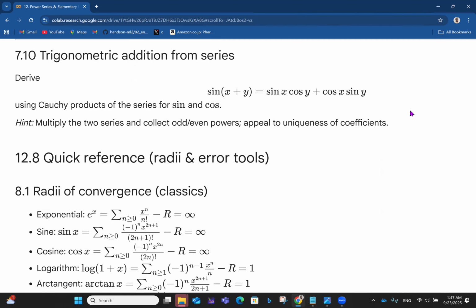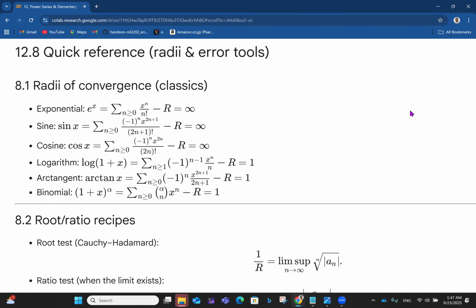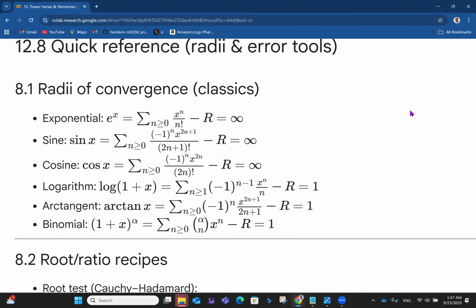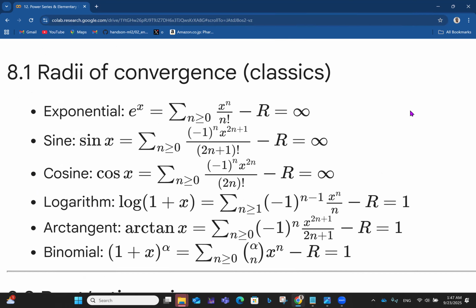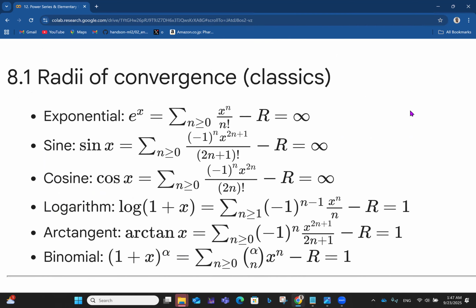Then we have a quick reference here for radii and error tools. So we have radii of convergence classics here. For exponential now, e raised power x is summation n greater than or equal to 0 of x raised power n over n factorial, and the radius of convergence is infinity. Same for sine, same for cos, with different expressions. For logarithm, this is how it goes. For arctan, this is how it goes. For binomial, this is how it goes. So these are classic radii of convergence right there.